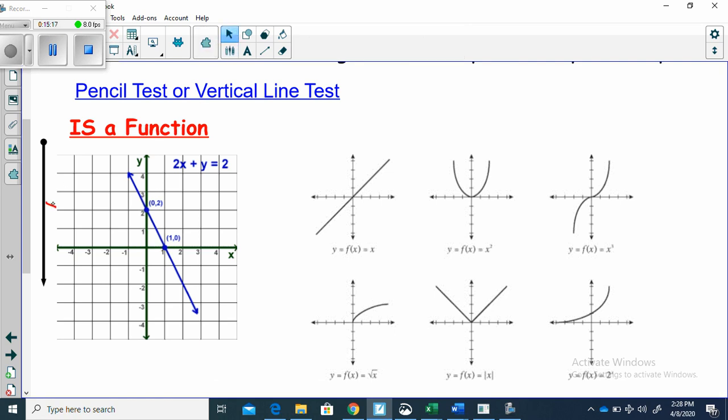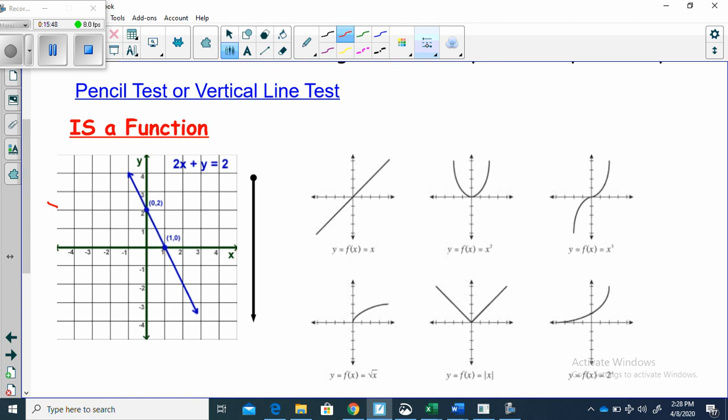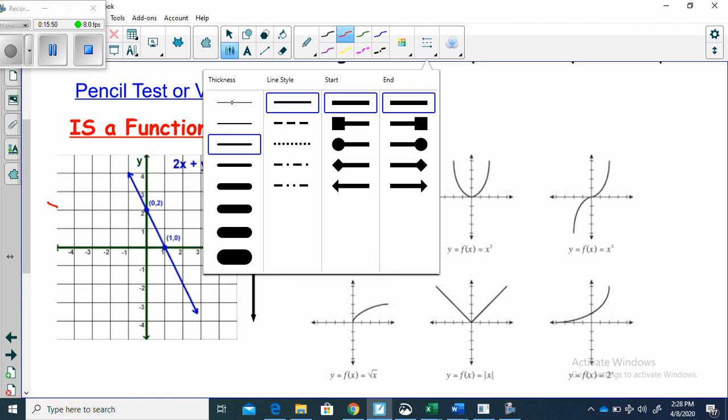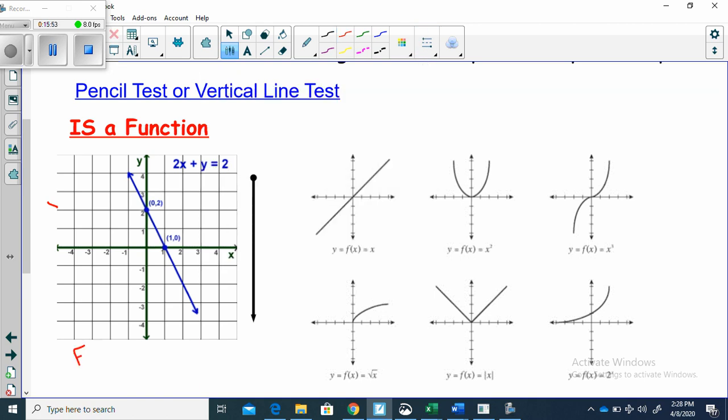Grab it. Notice everywhere I go across this line, if I take it like a vertical line, as I'm going left to right, it only crosses 1 point at a time, never more than 1 point at a time. So therefore, this is indeed a function. Okay? So we're going to write that on there. This one's a function. I'm going to put f as a function. This one's a function. Okay?